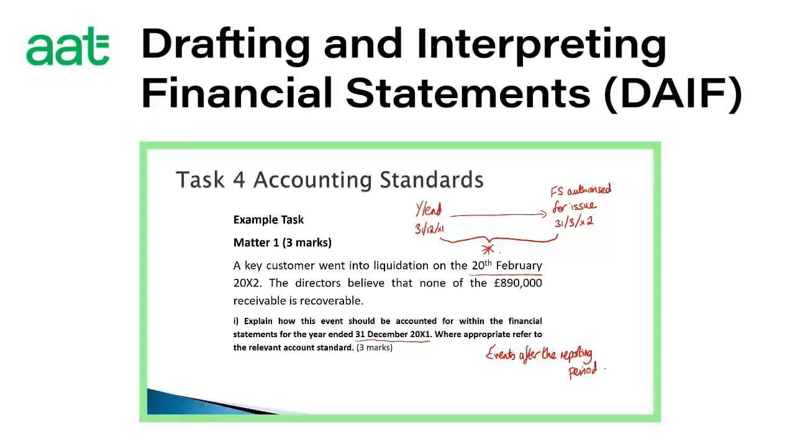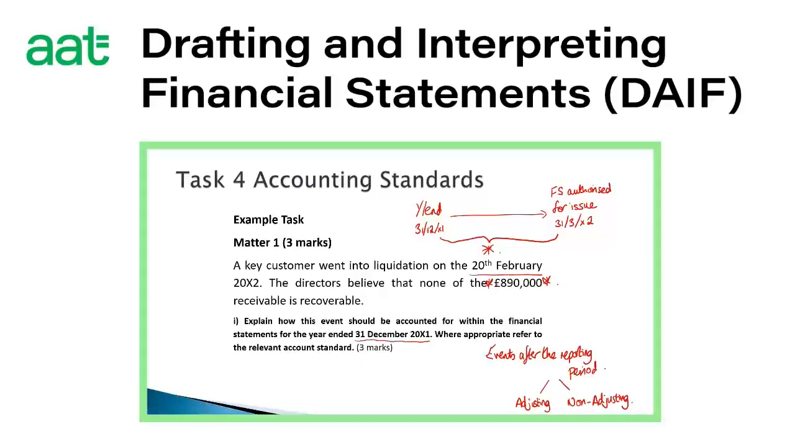Now, what we have to determine with events after the reporting period is we have to make a decision. And the decision we have to make is, do we adjust the accounts, or is it a non-adjusting event? That's what we're looking for, an adjusting or a non-adjusting event. How do we determine? Generally, we look for evidence of it in the financial statements at year end. If there is evidence that it was there at year end, then we need to adjust it, because by leaving it in this example, we would be saying that we've got an asset of 890,000 that the customer owes us.